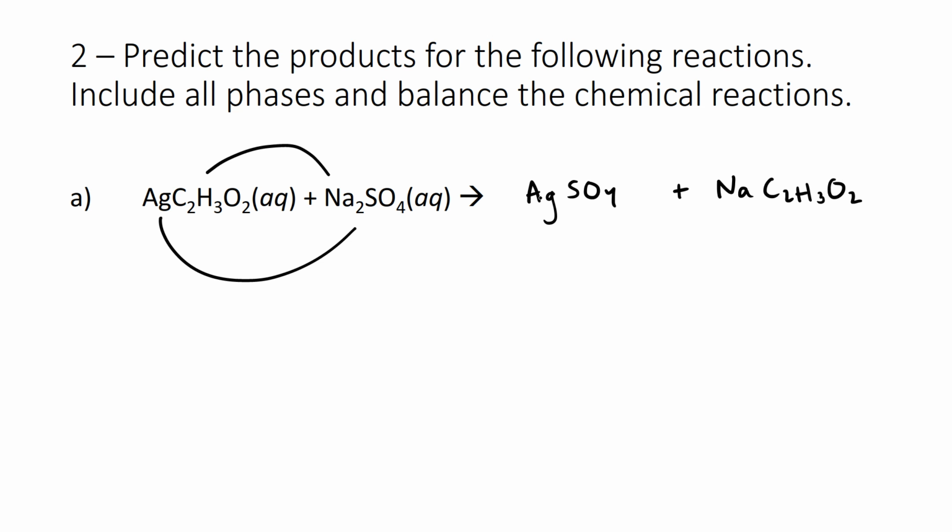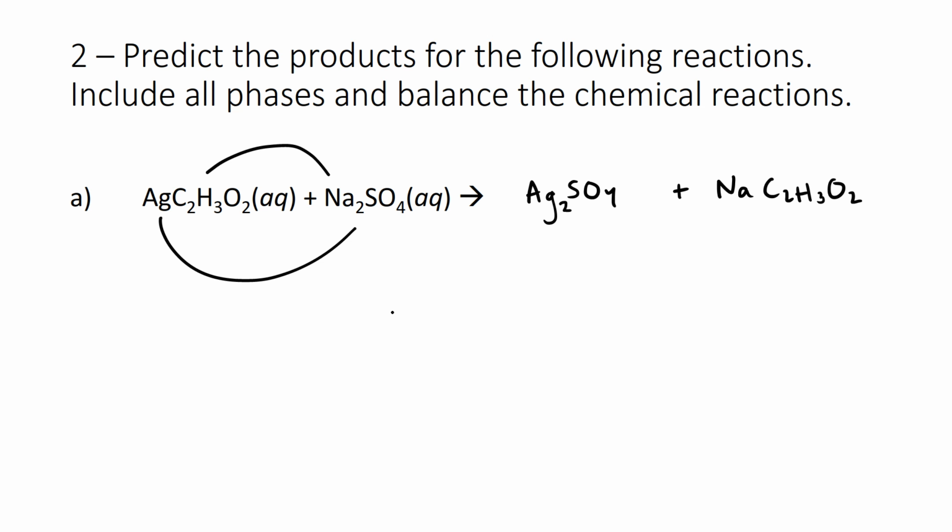Next, we'll look at the charges. Silver here has a +1 charge. Acetate has a -1 charge. Sulfate is a -2 charge, and sodium is a +1 charge. The overall charge over here on the right is 0, so this compound's completely happy the way it is. We don't have to put these charges up here. However, because sulfate has a -2 charge and silver only has a +1, in order to make the overall charge equal to 0, we're going to need 2 of those silver atoms there.